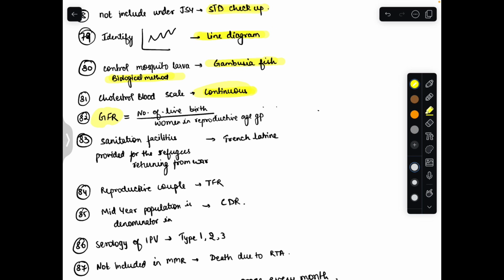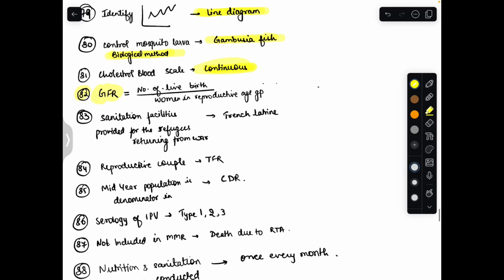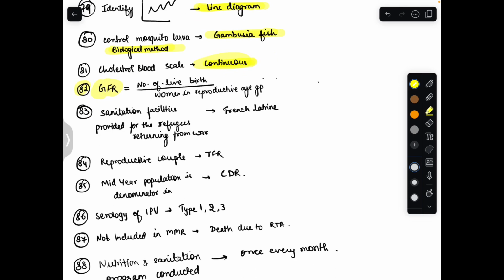So out of those, the correct answer is continuous. For the GFR, the number of live births per woman in the reproductive age group, this one is the correct statement. Actually, I don't remember the correct way of asking this question, but I saw it in a PSM recall video, so I put it.